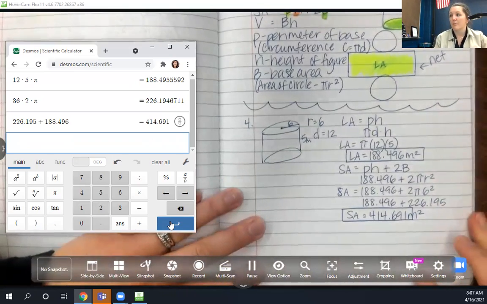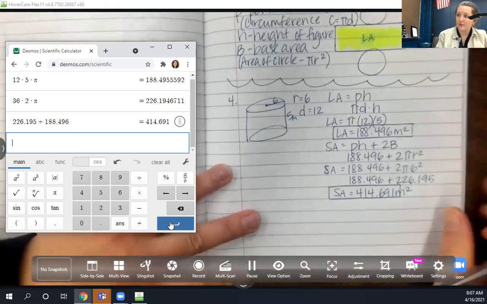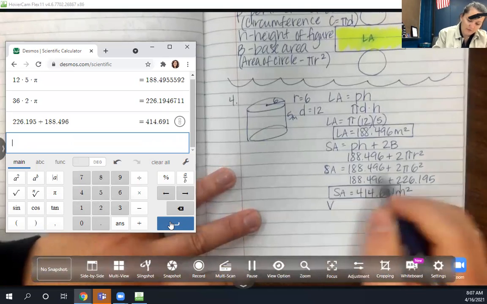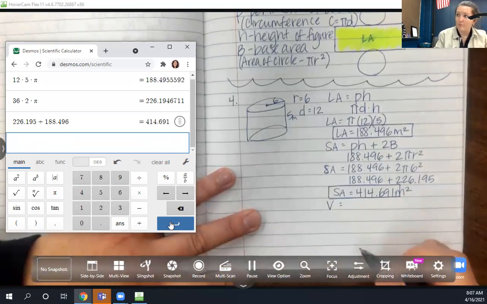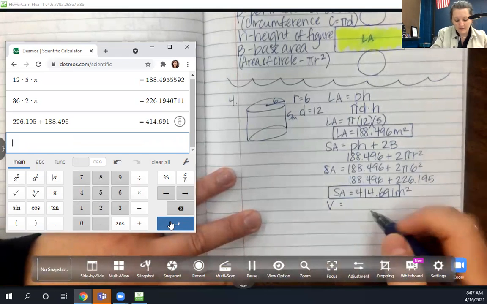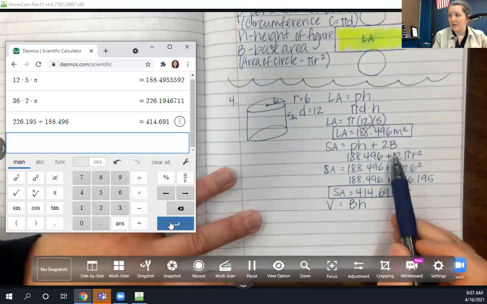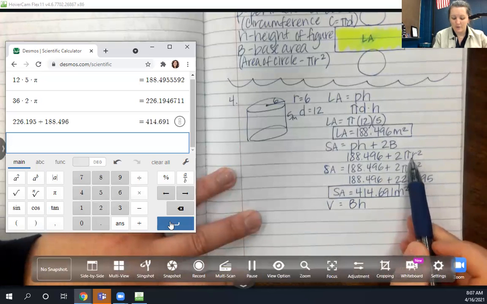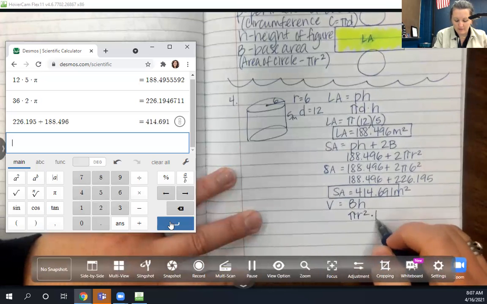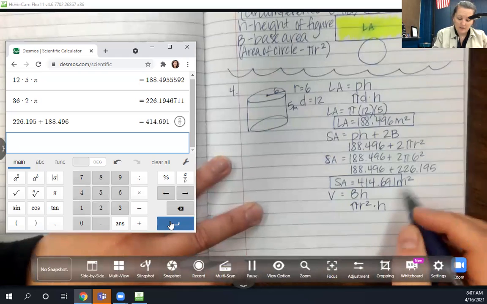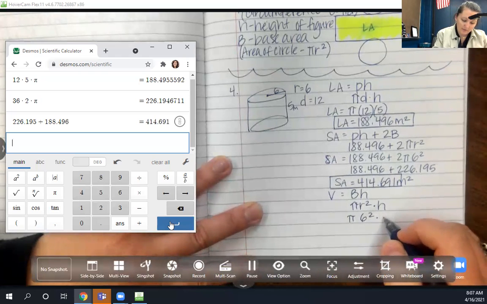All right, let's see what it would be if I wanted to find the volume of this cylinder. Let's look at volume. We found lateral area, surface area, and now we're going to find volume. I'm going to remind myself what my formula is. It's your big base area times your height. In this case, my base area is pi r squared, right? Pi r squared times the height of the figure. Your radius is 6, so we have pi times 6 squared times 5.